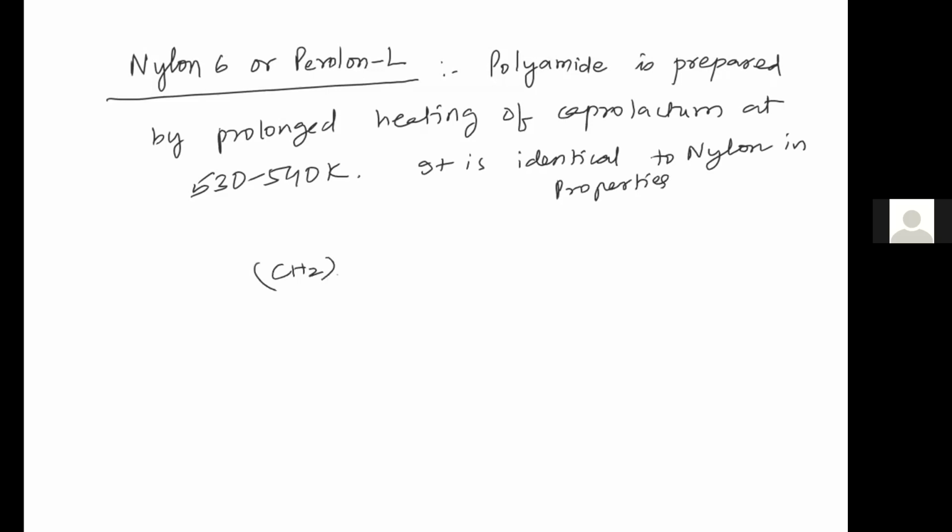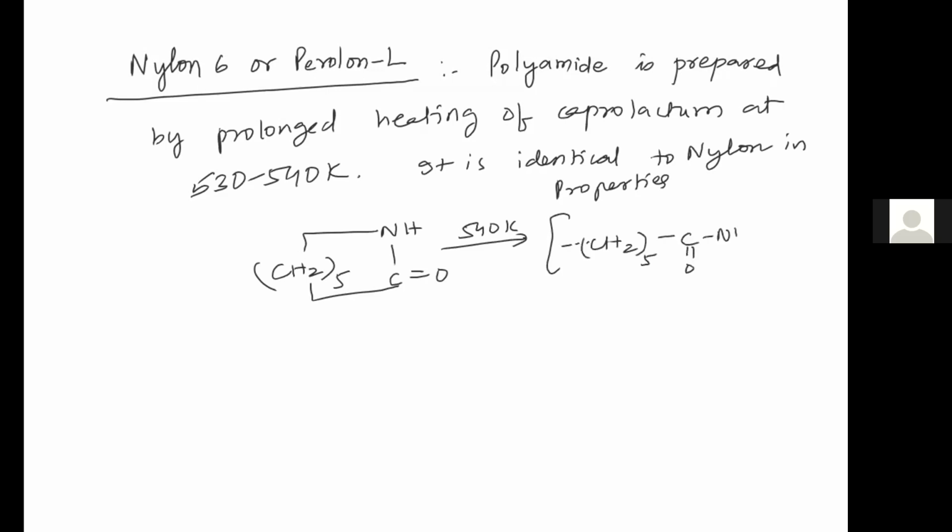To draw and understand it: NH, C double bond O, at 540 Kelvin gives you CH2 five times, C double bond O, NH, CH2 five times, the same C double bond O, NH. Just write it beside. This is nylon 6. If you're done, I'll just clear this. Assuming you all are done.